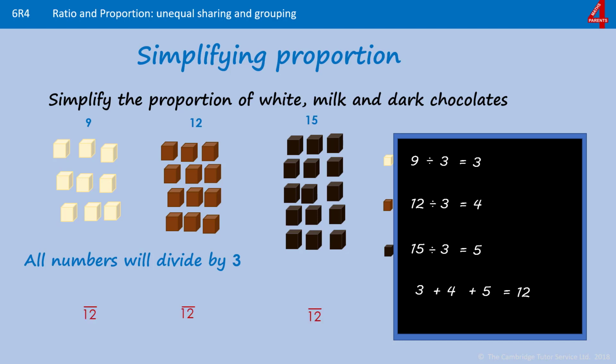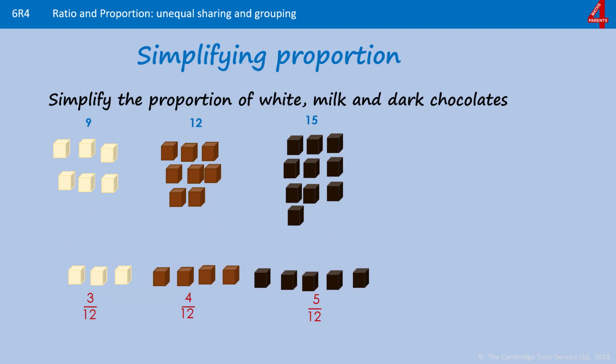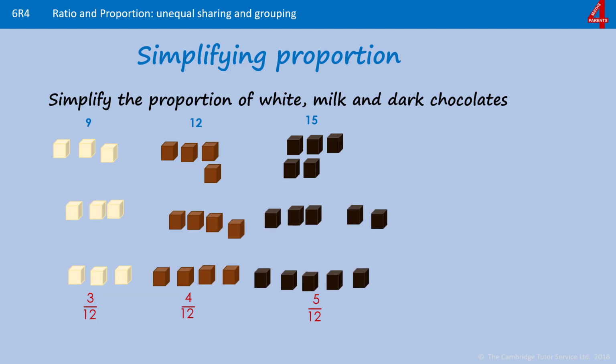So out of 12, we have 3 of the white chocolate, 4 of the milk chocolate, and 5 of the dark chocolate. And just so that you can see what that looks like, each time we have 3 of the white chocolate, we have 4 of the milk chocolate and 5 of the dark chocolate.